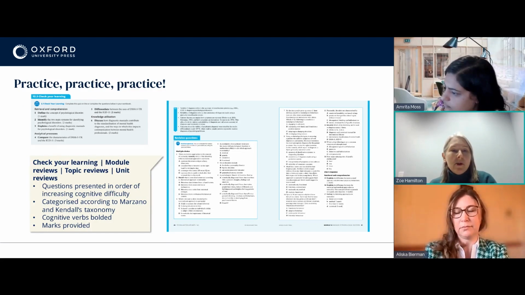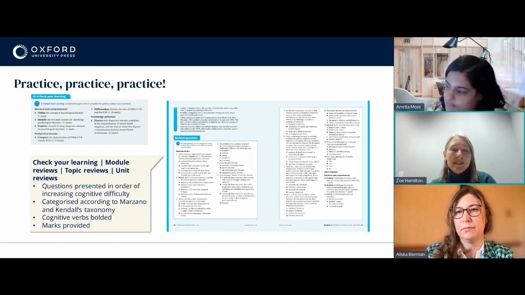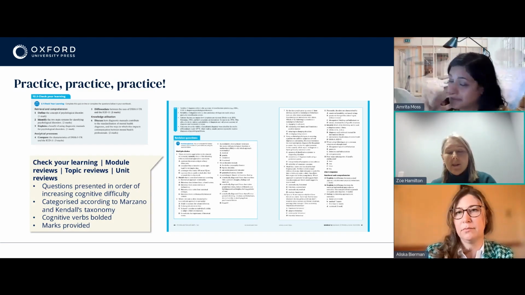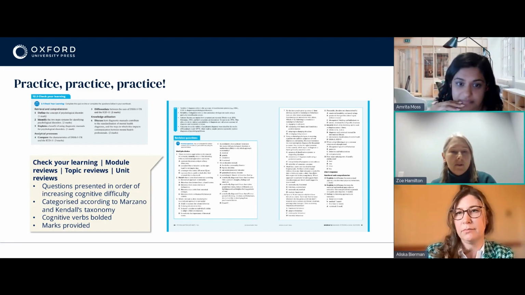We have loads and loads of questions. We have check your learning questions at the end of every lesson, module reviews at the end of every module, topic reviews, which are new this time, and unit reviews. The questions are organised in order of increasing cognitive difficulty and according to Marzano and Kendall's taxonomy. And we have included marks this time, and that helps your students get used to working to a mark allocation. That will give them a great advantage once they get to exam time.